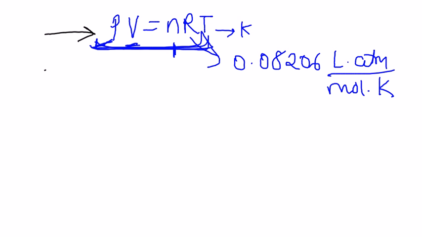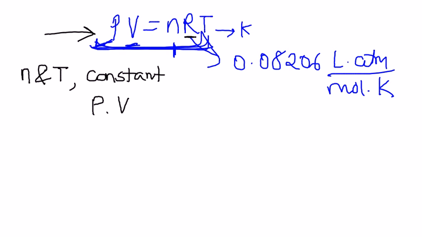So for instance, let's say if you keep N and temperature, the number of moles and the temperature, constant. Since R is a gas constant, you can say that pressure times volume will be a constant, right? And that means that pressure will be inversely proportional to volume. And what is that? That is the Boyle's law.